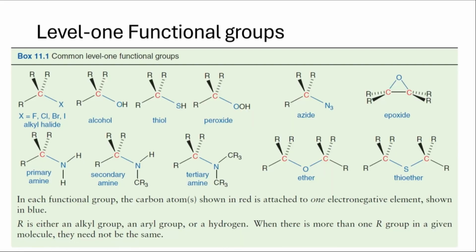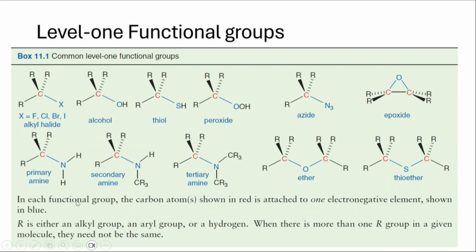So level 1 functional groups have a carbon atom that's bonded to only one other atom of greater electronegativity. Take something like an alcohol, right? So an alcohol has a carbon that has 3 bonds to 3 R groups, but 1 bond to a hydroxyl group, OH. And since oxygen has a greater electronegativity than carbon, it's only a level 1 functional group. You also have stuff like thiols, peroxides, azides, epoxides. Epoxides are basically rings, ethers, and thioethers.